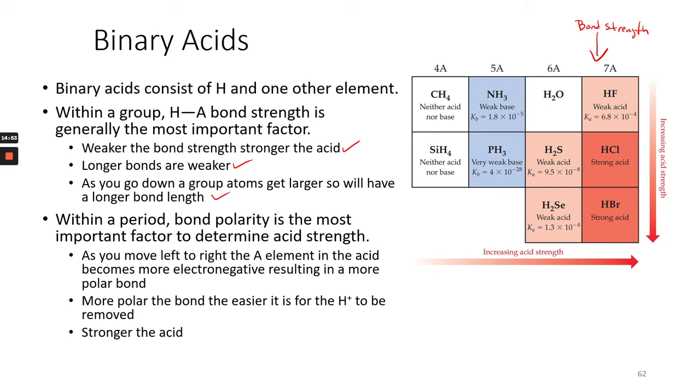Within a period, going across this way, it depends on polarity. As you move from left to right, this element here is becoming more electronegative. The more electronegative it is, the more polar your bond is, the easier it is to break that bond, the stronger the acid.